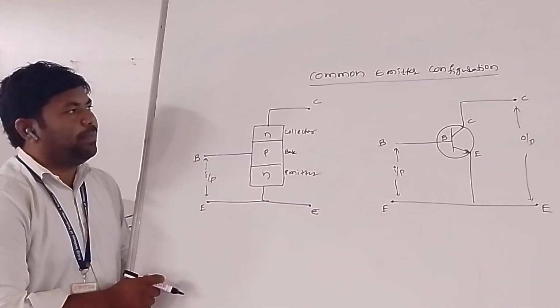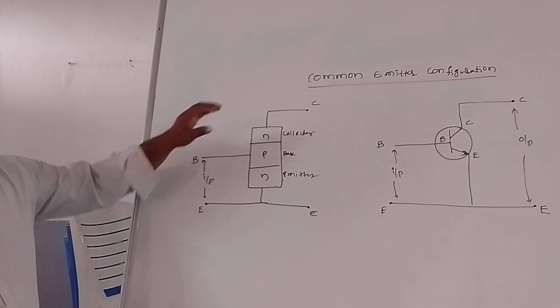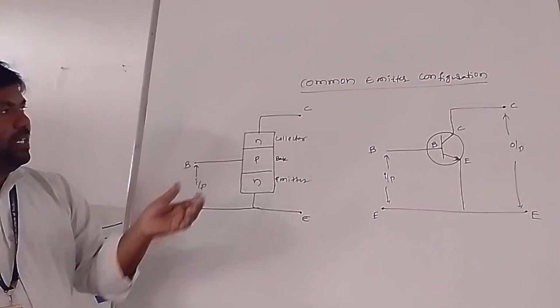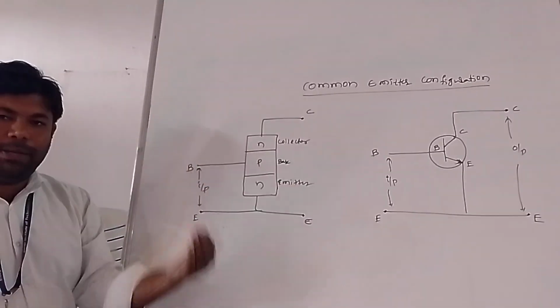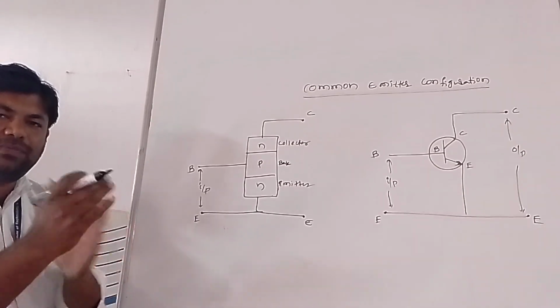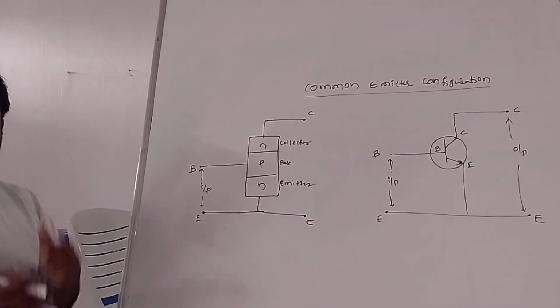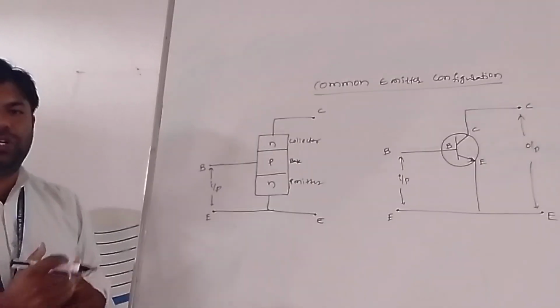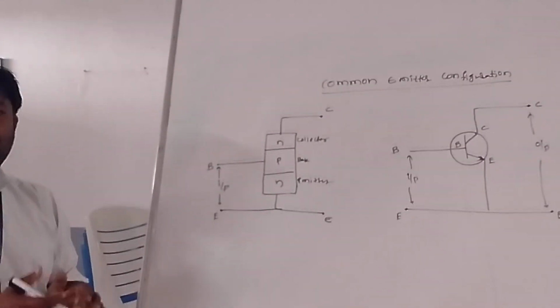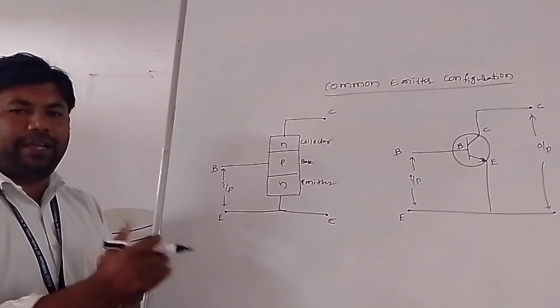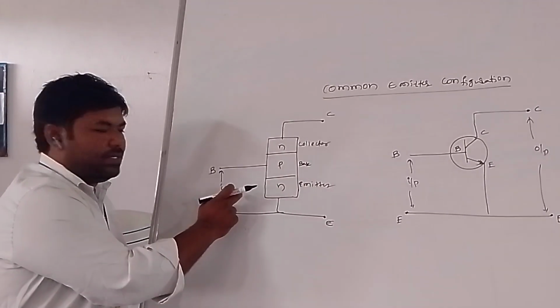Next one is the common emitter configuration. In the common emitter configuration, the emitter terminal is common to the rest of the 2 elements. That means the emitter is at ground potential. Generally we can call it earth, it acts as earth. So now you can observe the diagram.